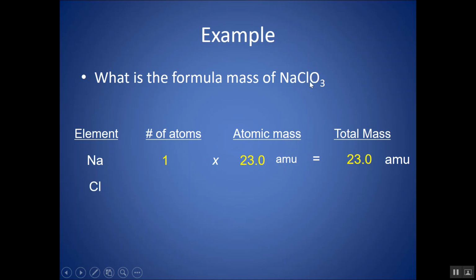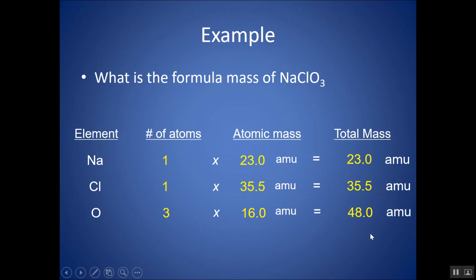Chlorine is my next element. There's only one of them, and if I look up its atomic mass, it's 35.5 AMU, atomic mass units. And so that has a mass of 35.5 AMUs of chlorine. And oxygen, there are 3 oxygens here, and if I look up the atomic mass, it's 16, and so there's a total of 48 atomic mass units of oxygen in this formula. To get the total, all I'm going to do is add up the masses of each of these elements, and I get about 106.5 atomic mass units.